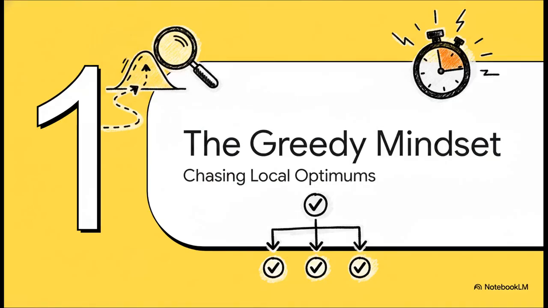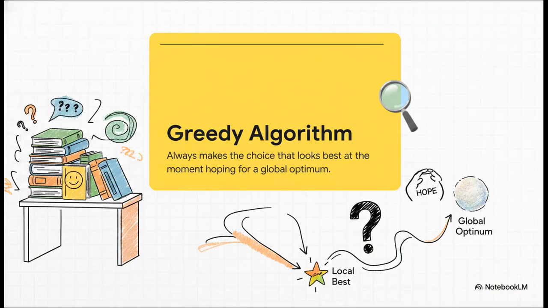Section 1. The greedy mindset, chasing the local optimum. Okay, let's dive into this core concept. A greedy algorithm is essentially designed for optimization problems. It always makes the choice that looks best at the exact moment it's making it. It's making a locally optimal choice in the hope, and definitely notice that word hope, that this choice is naturally going to lead to a globally optimal solution.